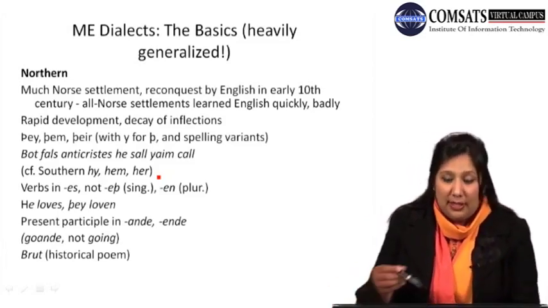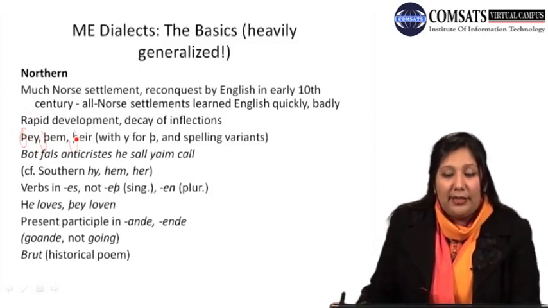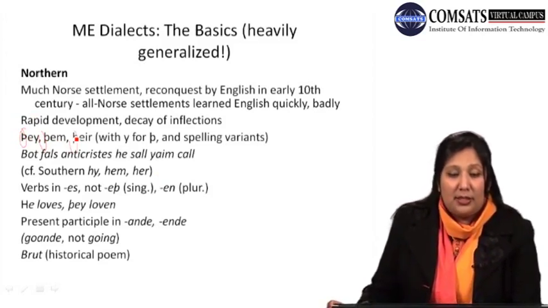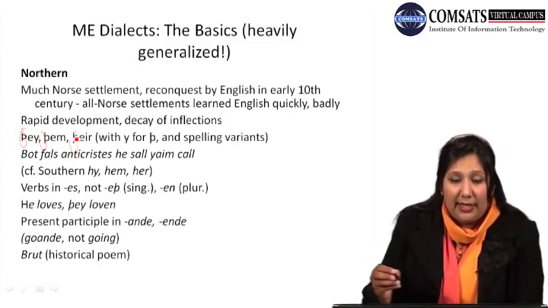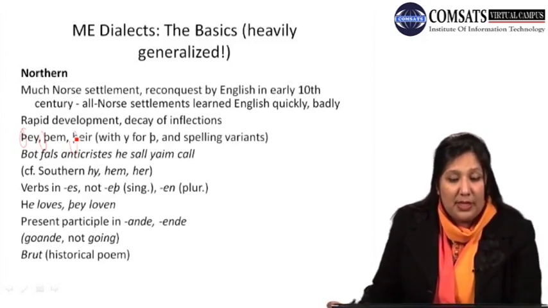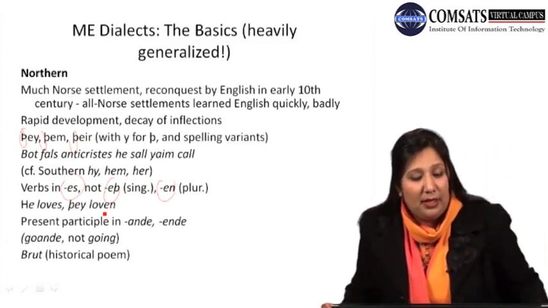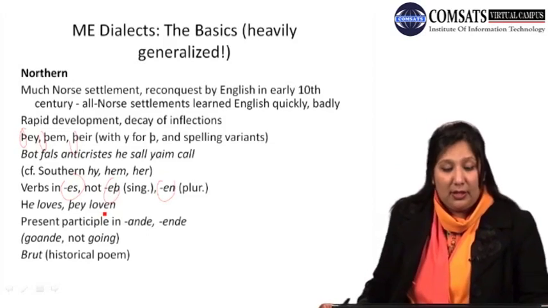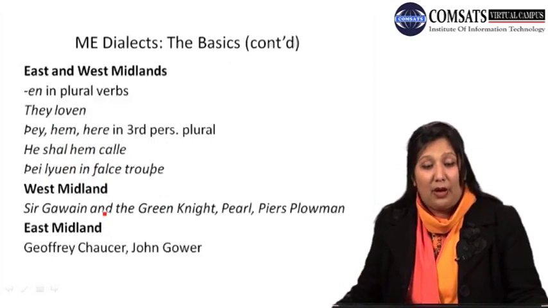For example, look at different words. This is they, them, their, with spelling variants also found. And there are some southern words, hey, ham, ha. These were again the variations that were found. Then the verbs, for example, s and not, affixing, and then n in plural words: he loves, they love, loven. Then the present participle, gonnet and going. Brat is a historical poem. These were the different Northern dialects that were found.